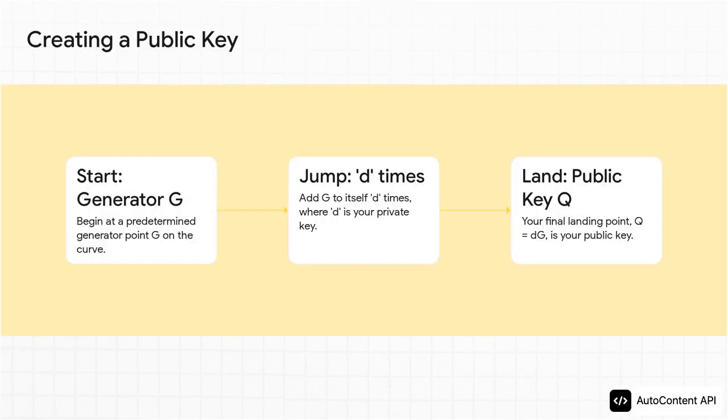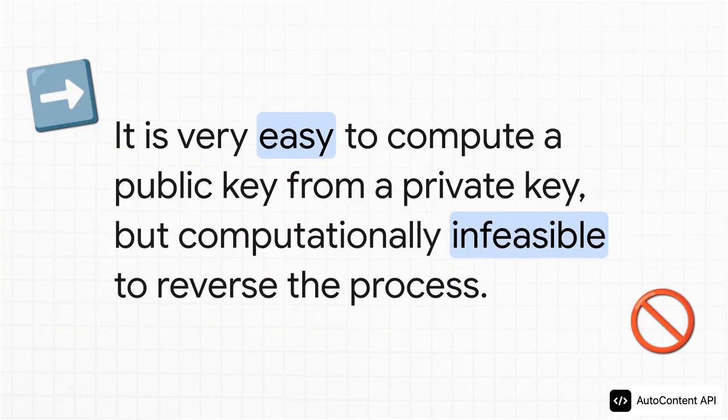So how do we use these tools? Well, we use our secret private key to create a public key, something we can share with the world. Here's how it works. Everybody starts at the exact same spot on the curve, a point we call G. Now, remember your secret number, your private key? That number tells you how many times to jump along the curve from that starting point. And the final spot where you land, that's it. That's your public key.